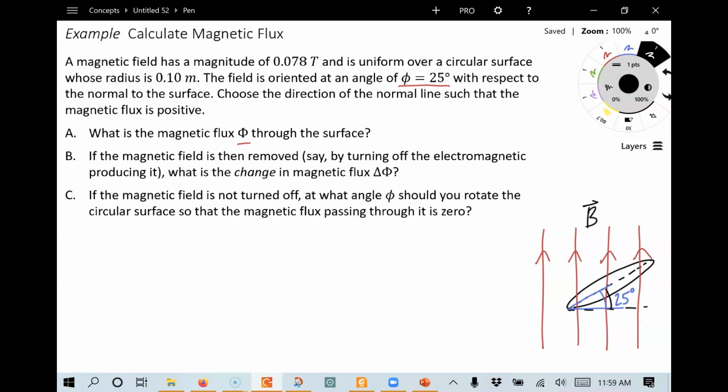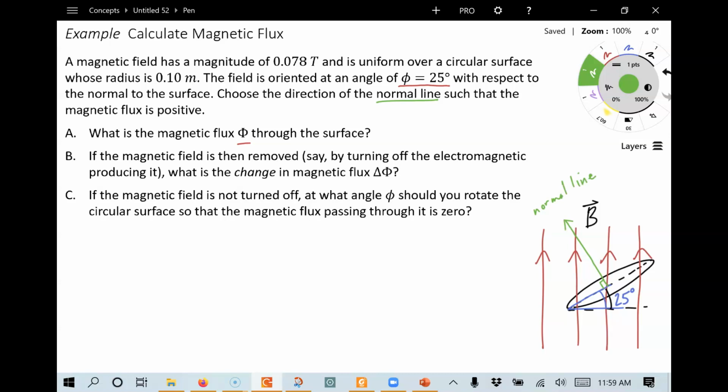Now, what is this normal line here to the circular surface? Normal means perpendicular. You remember the normal force, that was perpendicular to the surface in Physics 2a, right? In this case, that means I'm going to draw a line that's perpendicular to the surface of the loop. This is our normal line. Sometimes we call it a normal vector. Put a little arrow on it.